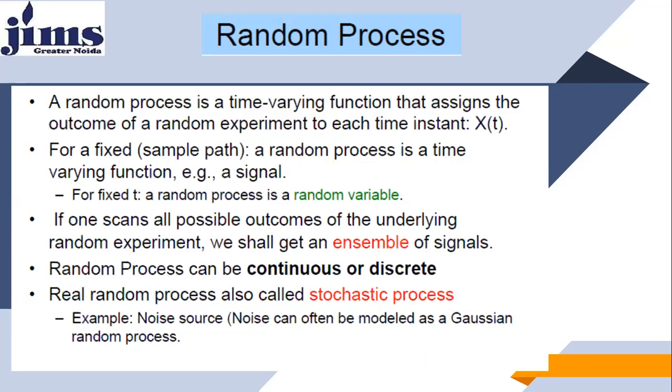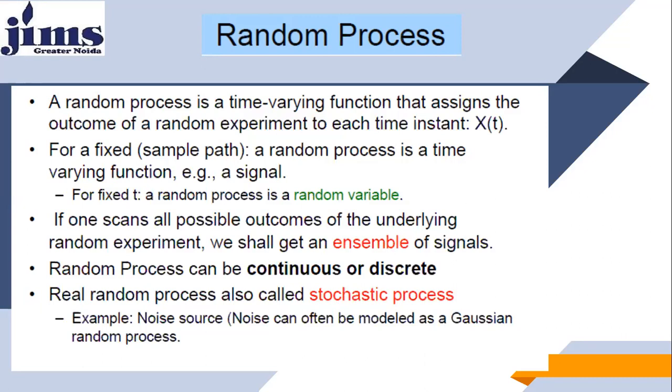So a random process is a time-varying function, right? And if you fix the time, then it becomes a random variable. So a random process is a random variable if you fix the time. So when any random variable changes with respect to time, this becomes a random process or a stochastic process. There is also a concept of ensemble, which I will discuss in a later slide. What is the meaning of ensemble?